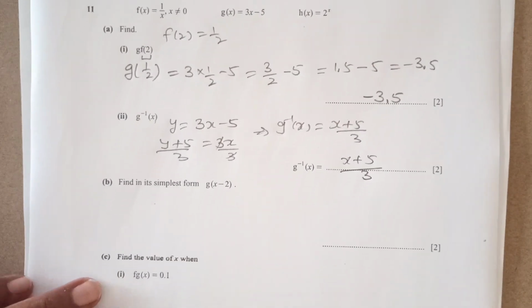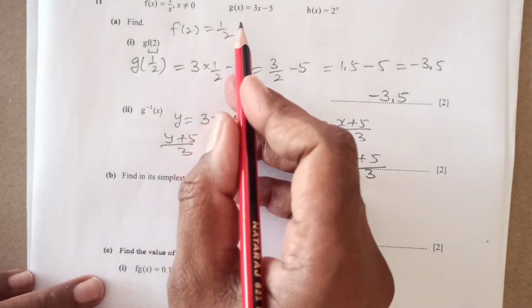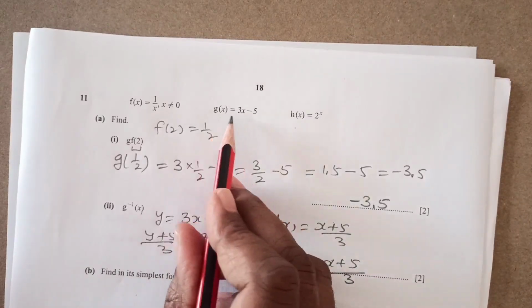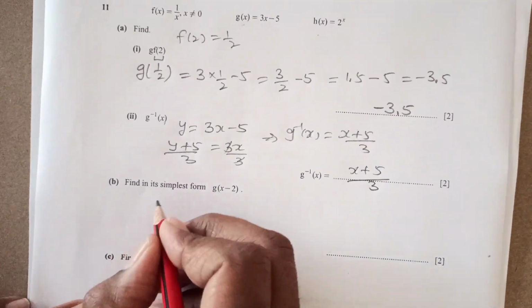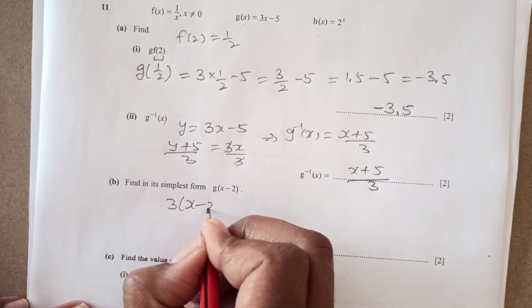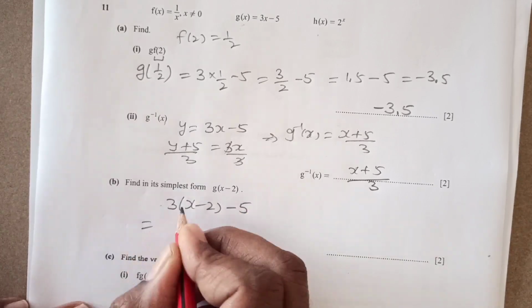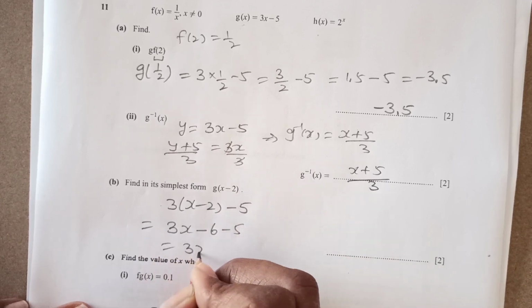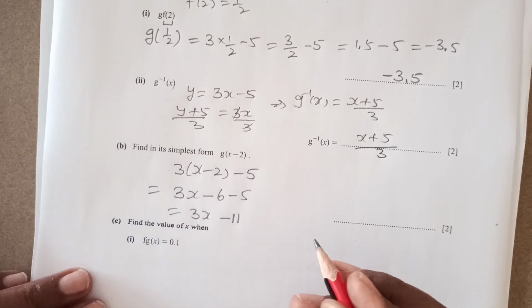Okay, now find it in the simplest form, g of x minus 2. So g of x minus 2, g(x) is this, just replace x by x minus 2, so 3 times x minus 2 minus 5. So this is 3x minus 6 minus 5, so 3x minus 11.